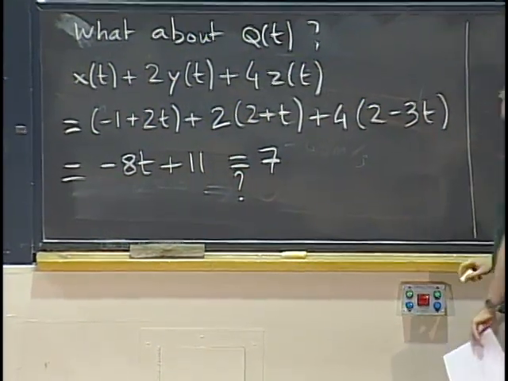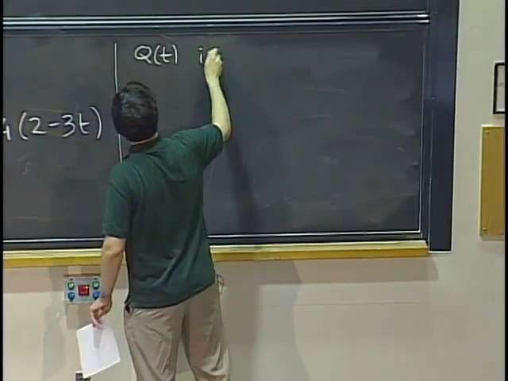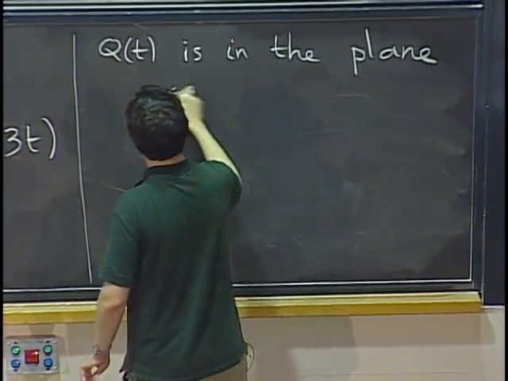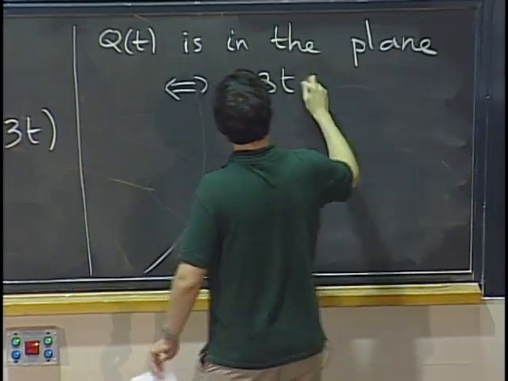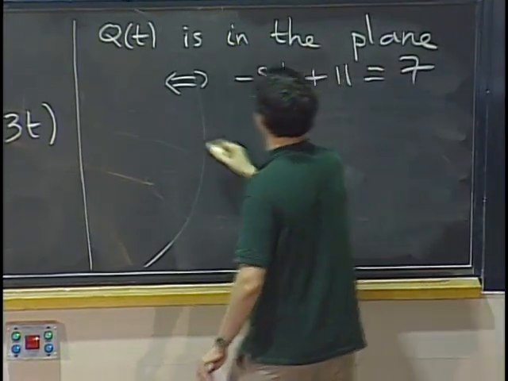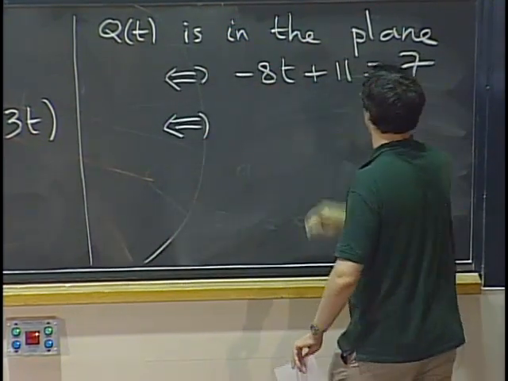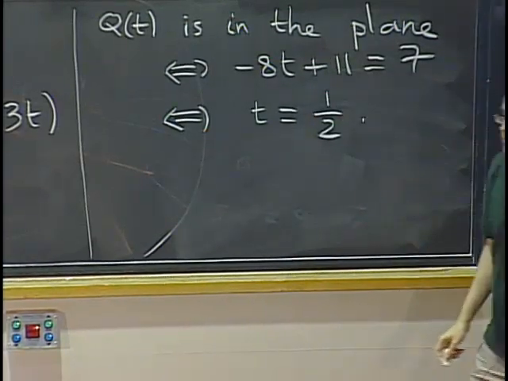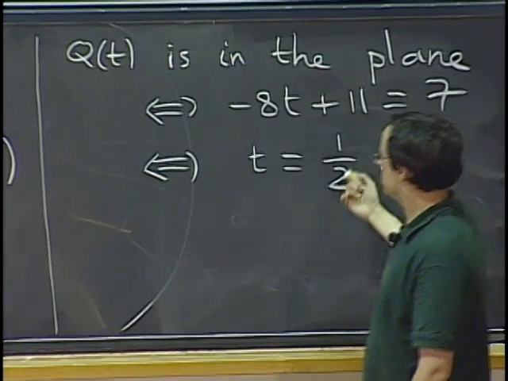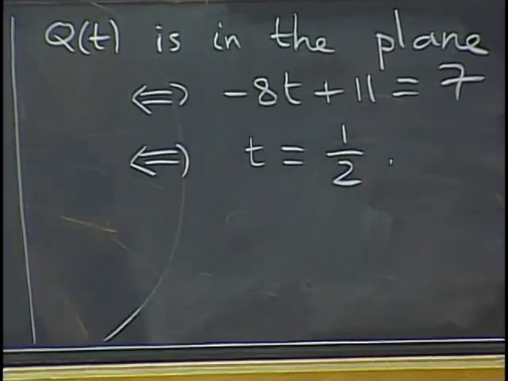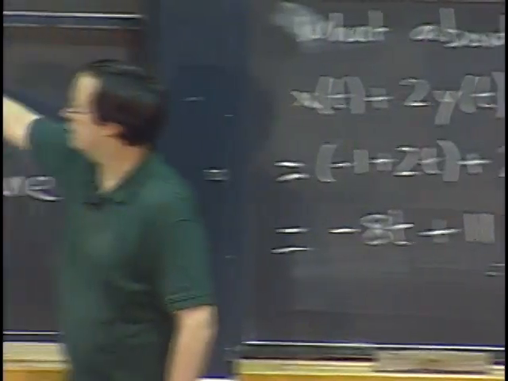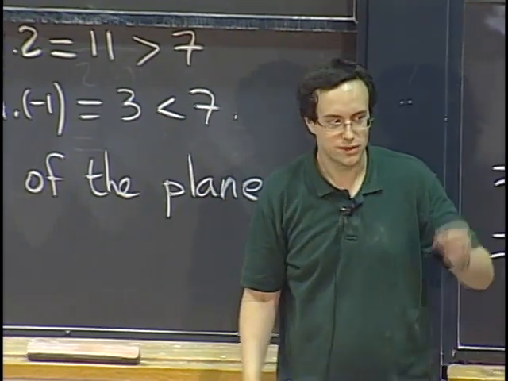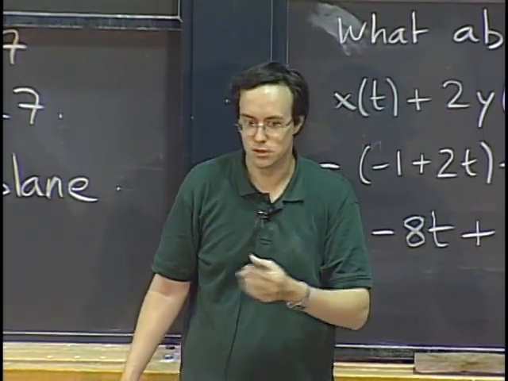Well, Q(t) is in the plane exactly when -8t + 11 = 7. And if you manipulate this, you will get t = 1/2. In fact, that's not very surprising. If you look at these values, 11 and 3, you see that 7 is actually right in between. It's the average of these two numbers. So it would make sense that it's halfway in between Q0 and Q1 that we will get 7.